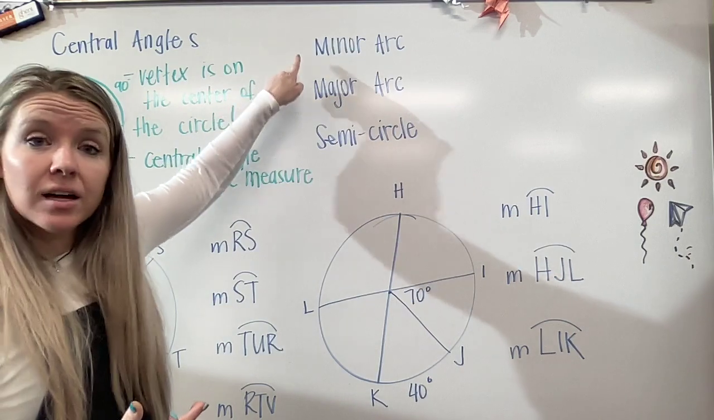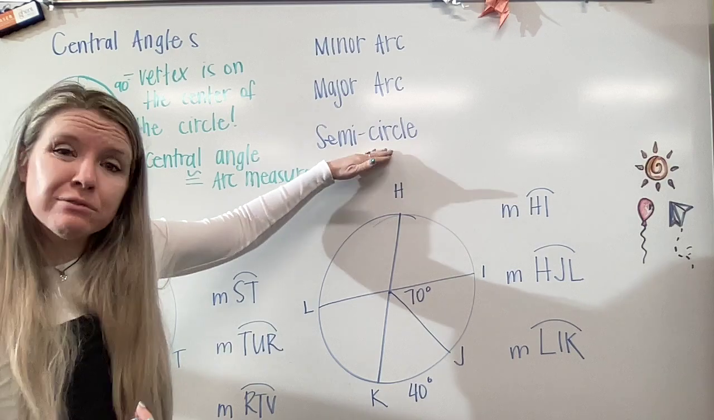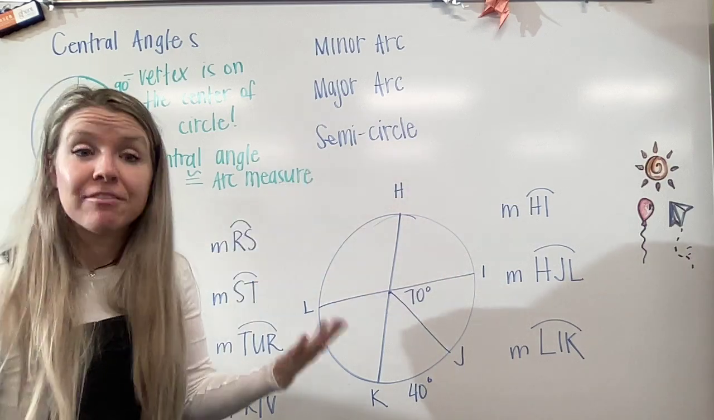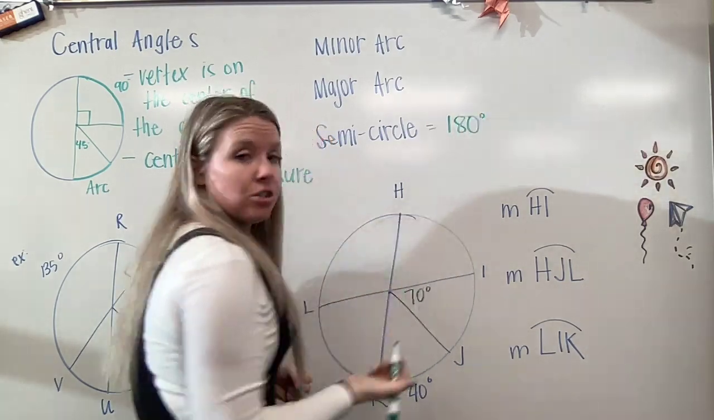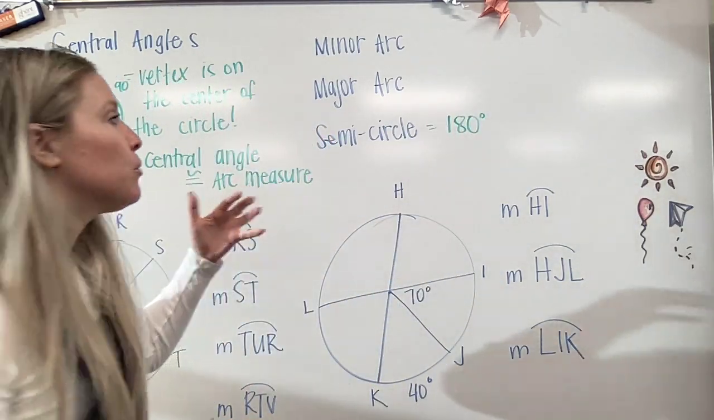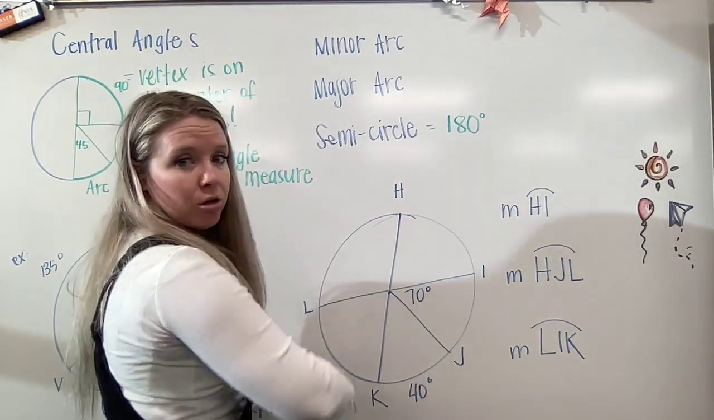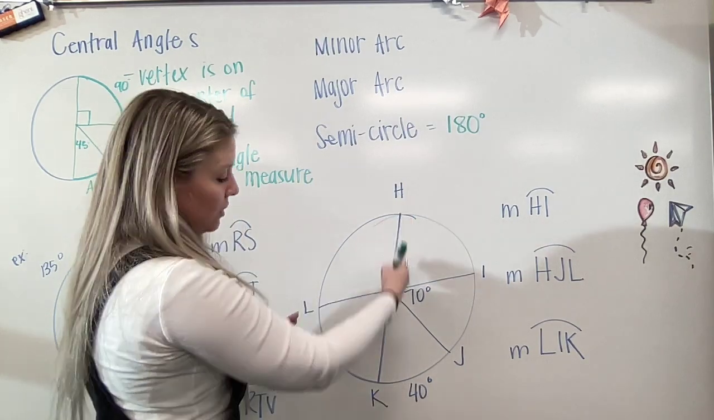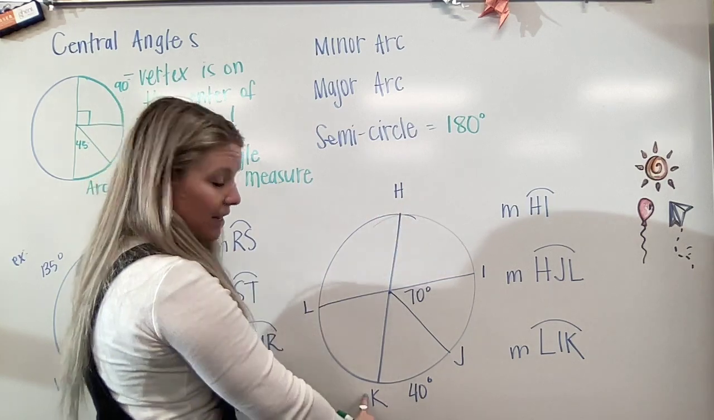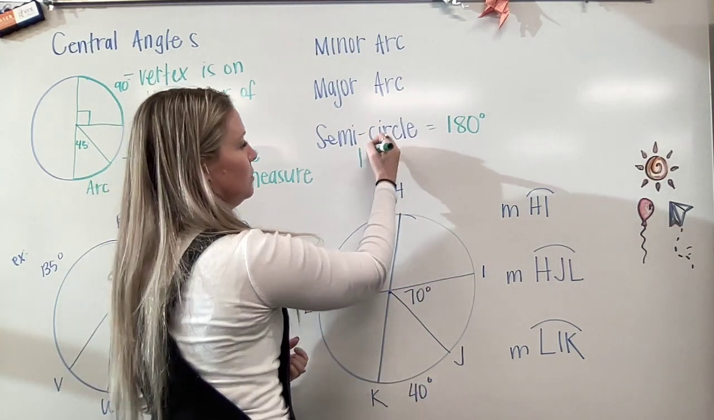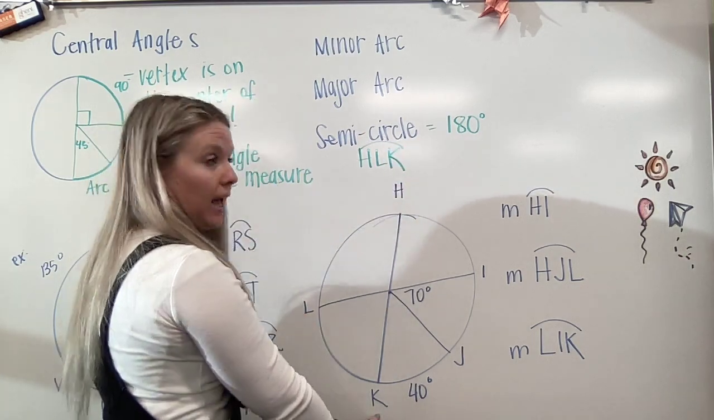We have three types of arcs that we're going to be looking at. We have a minor arc, a major arc, and a semicircle. Okay, the semicircle, that one should be pretty straightforward. That's going to be half the circle. A semicircle is equal to 180 degrees. Okay, and we're going to label it with three letters. So if we look at this diagram, H to K is a diameter, so HLK would be a semicircle. We're going to label it with three letters, HLK.